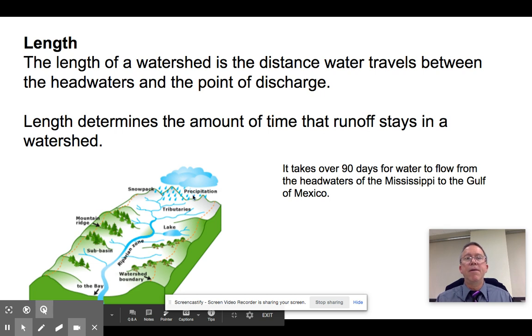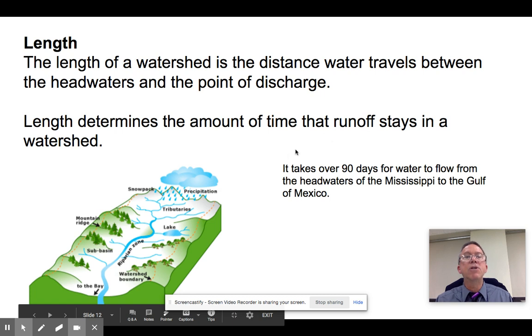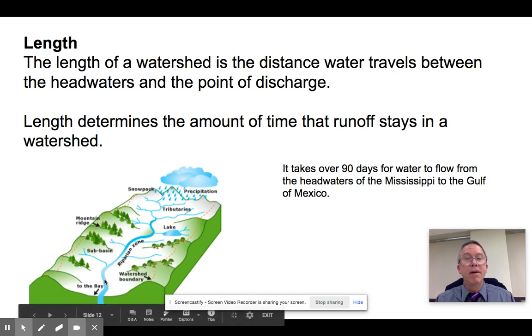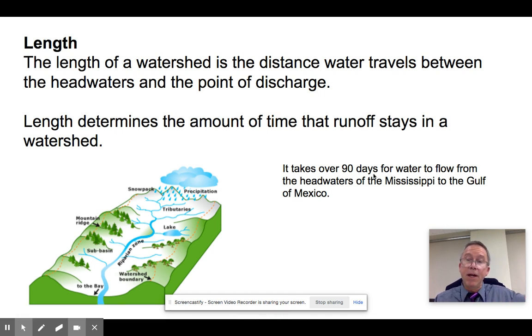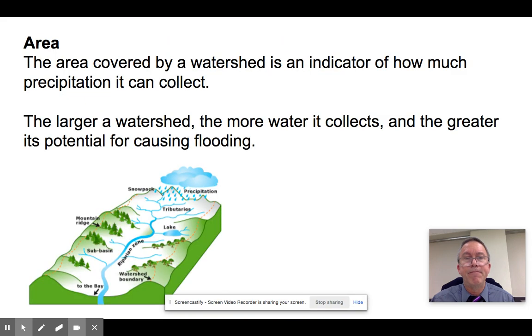Now, one thing is the longer it is can determine how much time the water will stay within that watershed. So a longer watershed, as long as it's not too steep, will give more time for water to flow. So for instance, it takes about 90 days for water to flow from the headwaters in the mountains of, say, the Rockies through the outflow into the Gulf of Mexico because it's so long. But in other ones, like the one I just looked at before, this one here, it might take less than an hour.